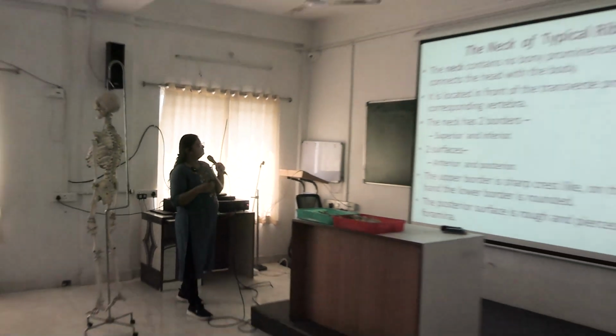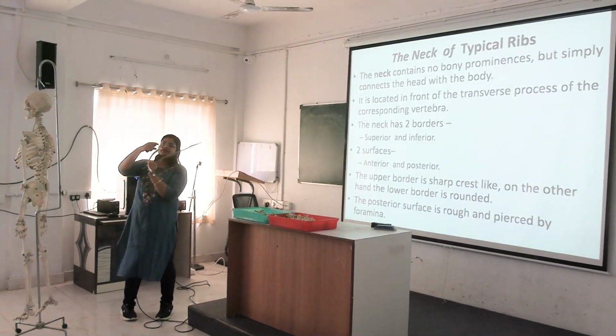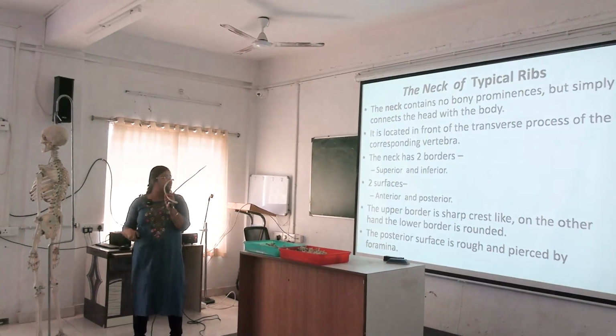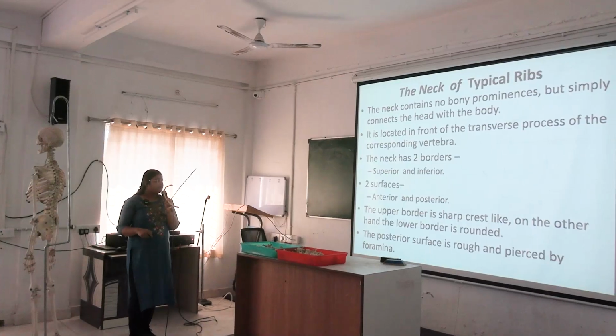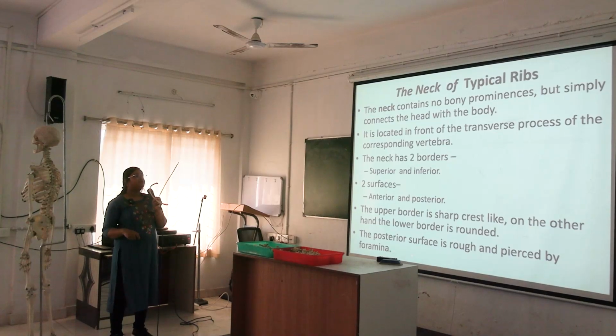So the neck has superior and inferior borders. You can see superior and inferior border, anterior surface and posterior surface. The upper border is sharp, crest-like. On the other hand, the lower border is rounded, and the posterior surface is rough and pierced by foramina. Here is the posterior surface. It is rough and sometimes, not always, very small foramina are there. Okay, nutrient foramina.